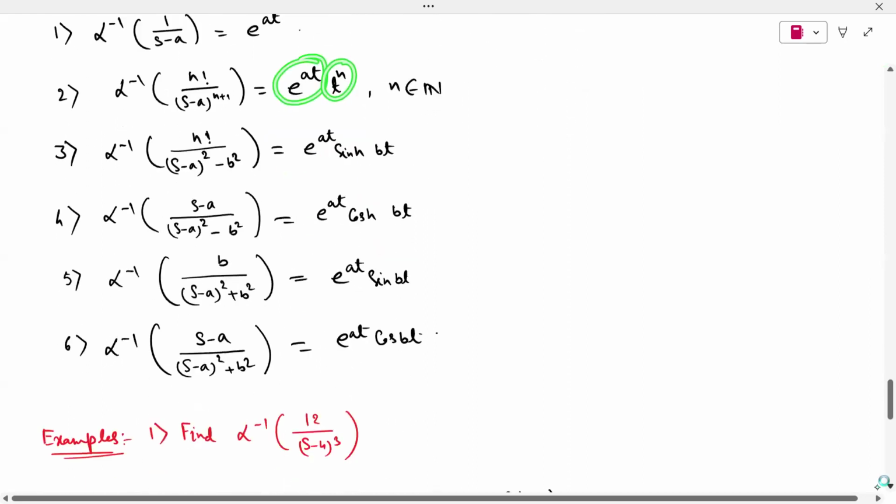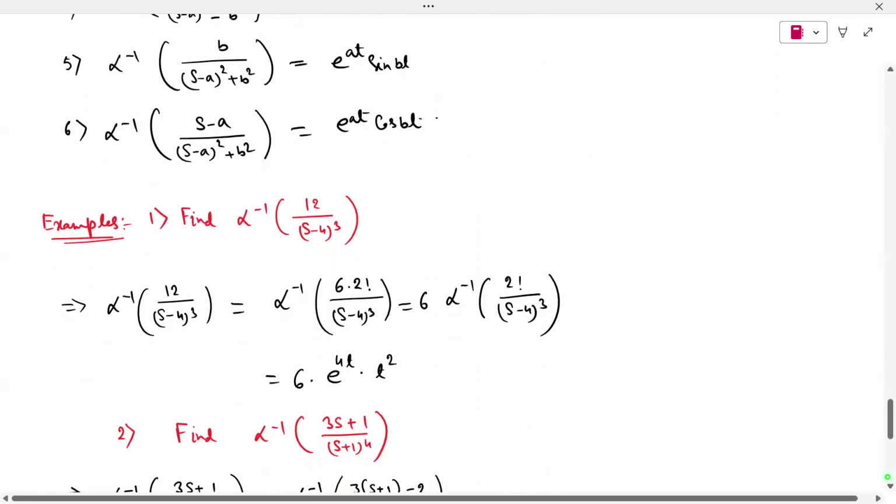So if you use this, this 6 will come out, and we write it like 2 factorial 2 by s minus 4 whole cube. Now this becomes a t to the power n type formula, and here is the shifting by 4. So e to the power 4t comes out, and this looks like t square, because factorial 2 here, this 3 can be written as 2 plus 1. So 6 e to the power 4t t square.